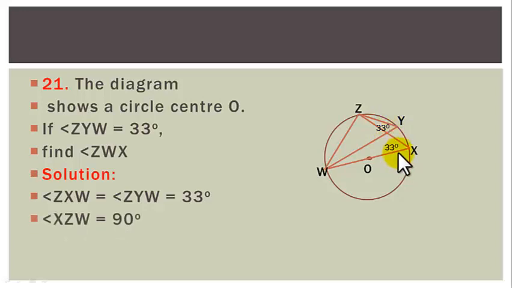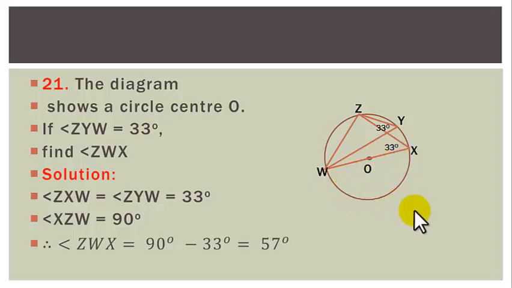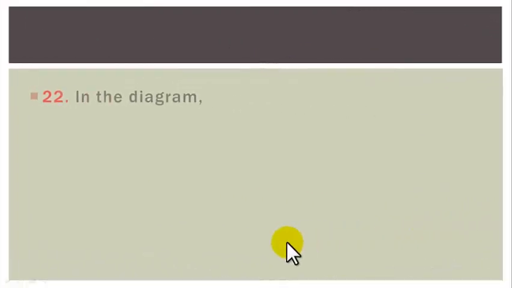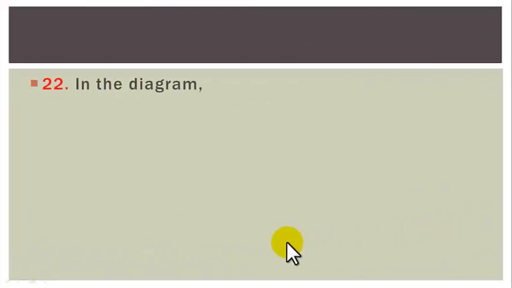But angle XZW, that's this angle, is 90 degrees. That is the angle in a semicircle. Therefore, in triangle ZWX, angle ZWX is equal to 90 minus 33 degrees, and that will give us 57 degrees.